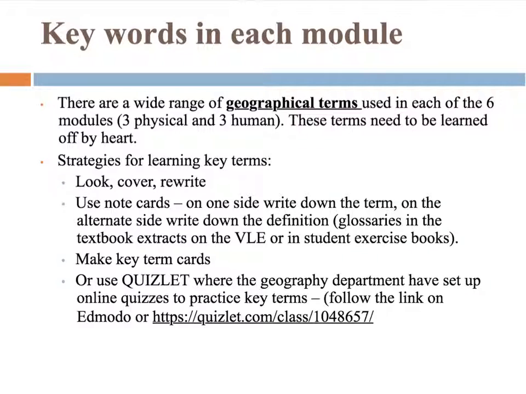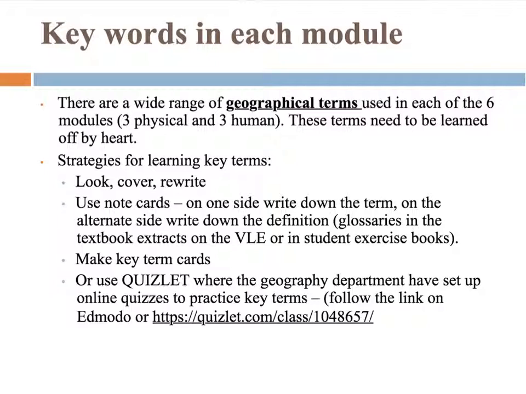In both of the exams, Unit 1 and Unit 2, there are a large number of geographical key terms that you are expected to know and be able to define. So you may see these words being used in questions, so you need to understand them to understand what the question is asking you, but you also might be asked to define them.